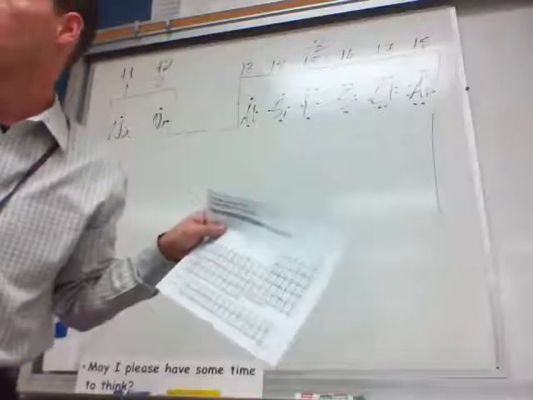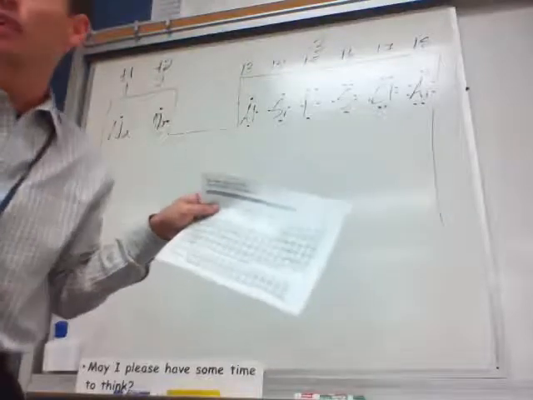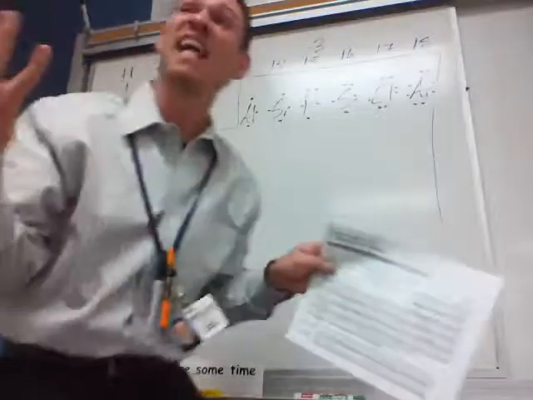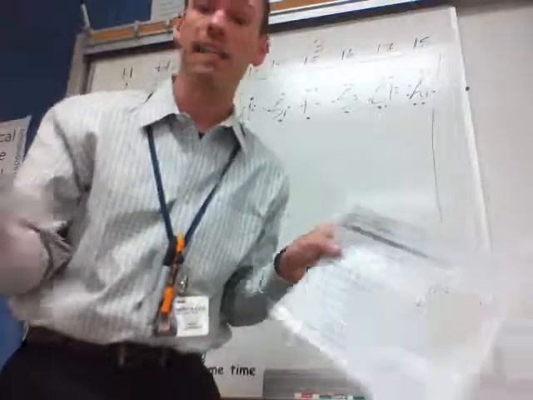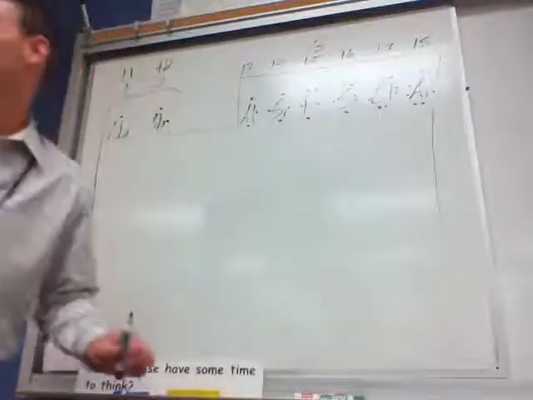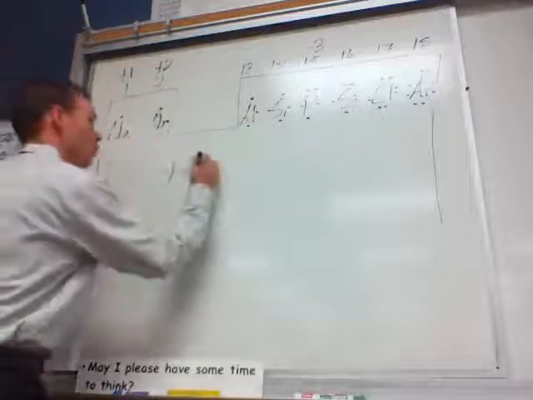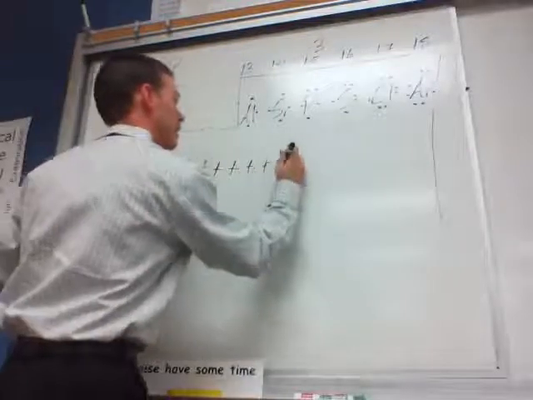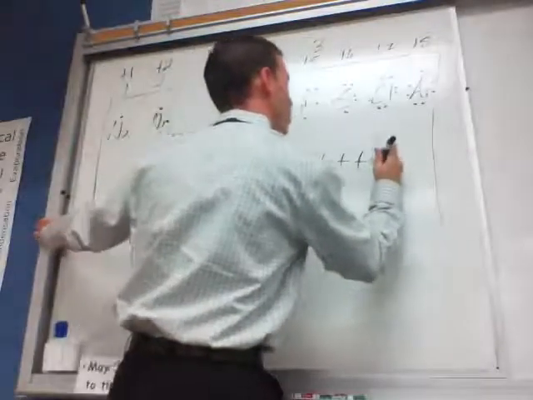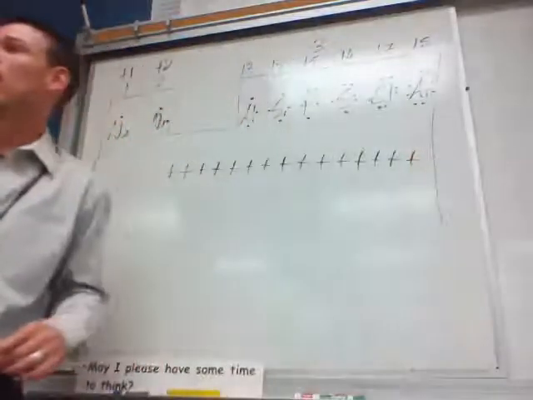Phosphorus has 15 protons, right? Look at phosphorus. Verify. Phosphorus has 15 protons, right? Because he's element number 15. So phosphorus really has 15. 1, 2, 3, 4, 5, 6, 7, 8, 9, 10, 11, 12, 13, 14, 15.